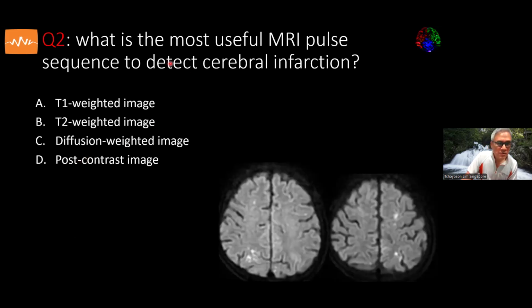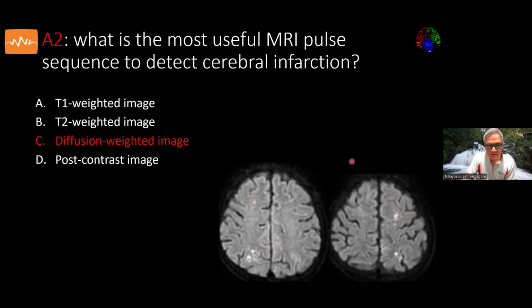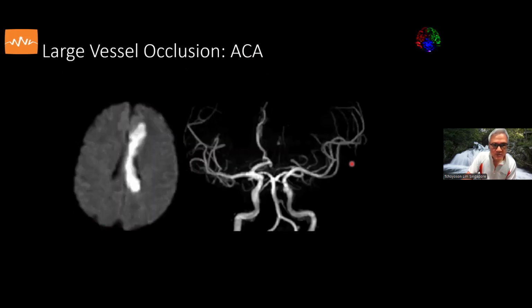So the answer to the previous question, what is the most useful pulse sequence to detect cerebral infarction, is of course DWI. And here you can detect that there's high signal intensity in one cerebral hemisphere and also in the opposite cerebral hemisphere. This means that this patient has a different disease than this one.